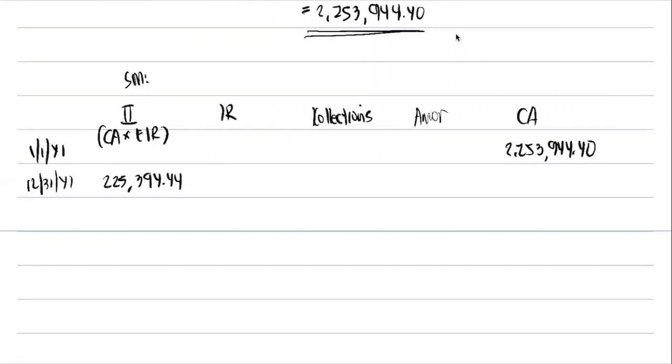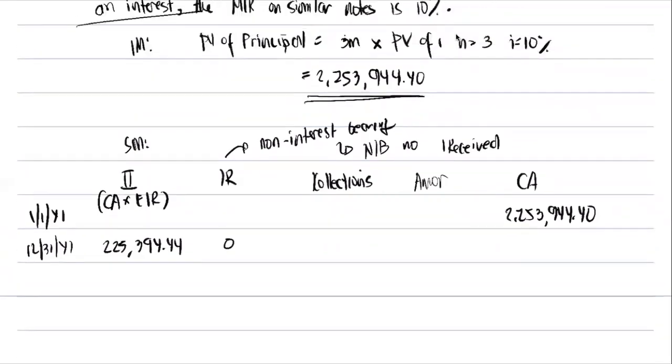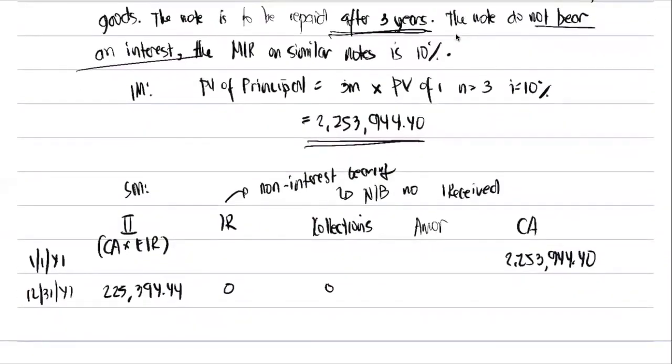Okay, do we have any interest received? None. Why? Because here it is non-interest bearing. Therefore, guys, you should note that in a non-interest bearing note, no interest received. Do you have any collections? Since this is to be paid after 3 years, no collection. Amortization, therefore, is 225,394.44. Our carrying amount then is equal to 2,479,338.84.